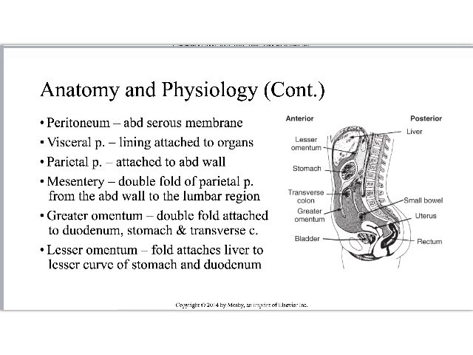There's also a mesentery, which is a double fold of parietal peritoneum from the abdominal wall to the lumbar region. It's a fairly large area, right? So it goes from the abdominal wall to the lumbar region. We call it the mesentery, right? And then the greater omentum is this double fold attached inside that to the duodenum, stomach, and transverse colon, right? And then the lesser omentum attaches the liver to the lesser curvature of the stomach and the duodenum, okay?